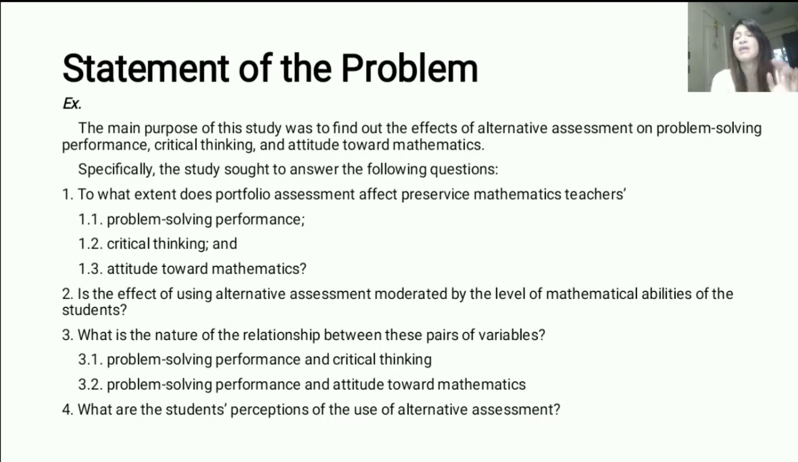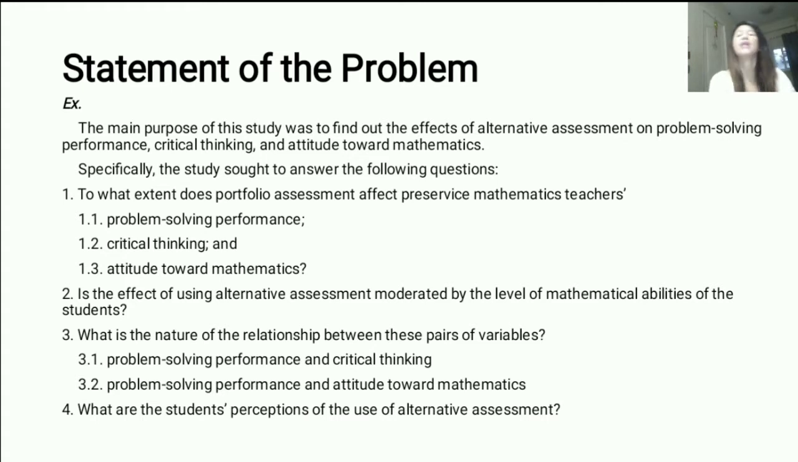Question number two, is the effect of using alternative assessment moderated by the level of mathematical abilities of the students? And number three, what is the nature of the relationship between these pairs of variables: problem-solving performance and critical thinking, problem-solving performance and attitude toward mathematics? And number four, what are the students' performance or perceptions on the use of alternative assessment?